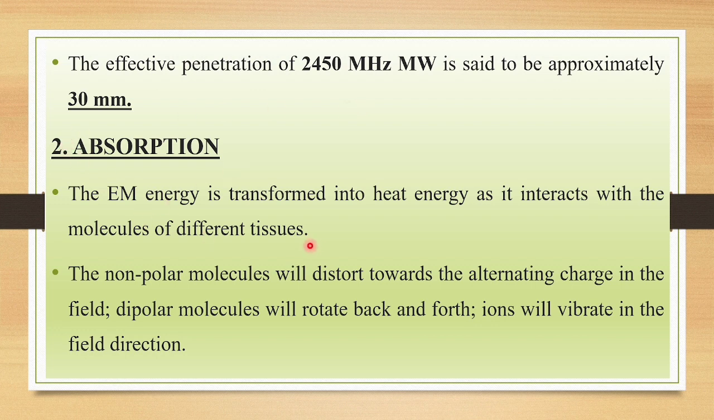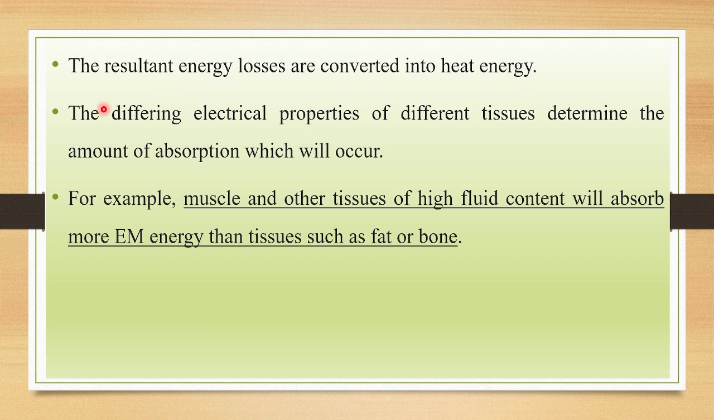The electromagnetic energy is transformed into heat energy as it interacts with the molecules of different tissues. The non-polar molecules will distort towards the alternating change in the field. The dipolar molecules will rotate back and forth. The ions will vibrate in the field directions. The resultant energy losses are converted into heat energy, and the differing electrical properties of different tissues determine the amount of absorption which will occur.